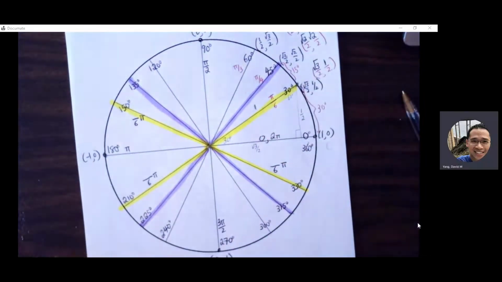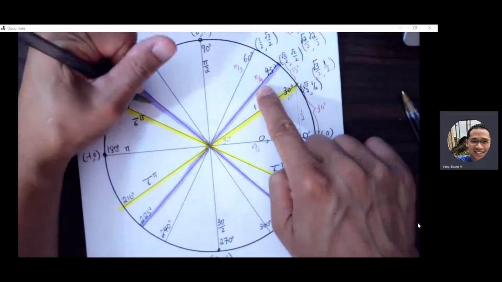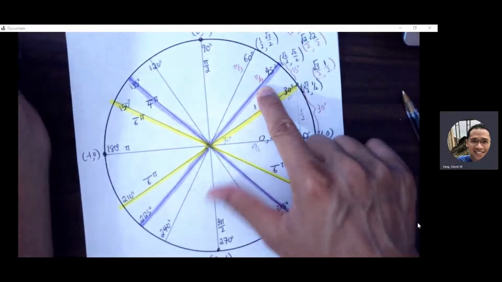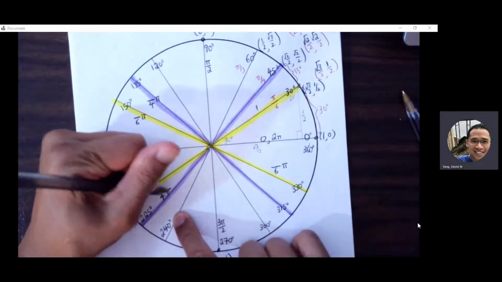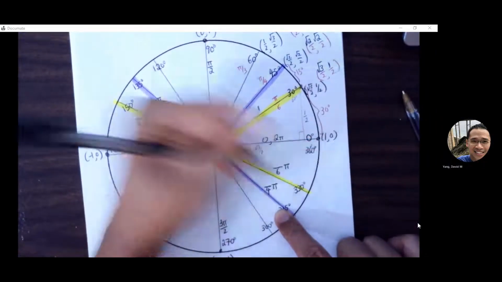Now, all the middle angles here, radian-wise, will all have a denominator of 4. So I'm going to go ahead and do that. Divided by 4 pi, divided by 4 pi, divided by 4 pi.